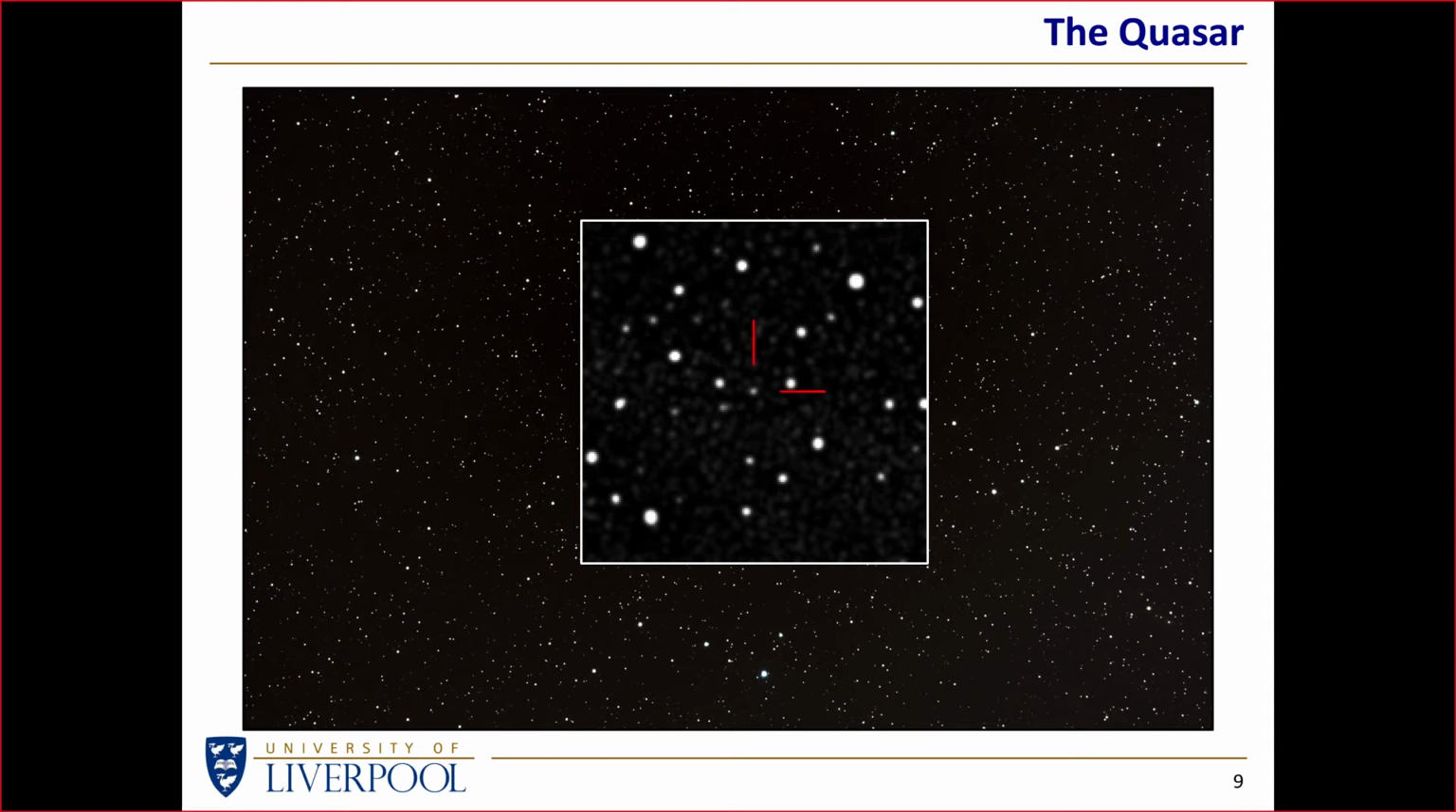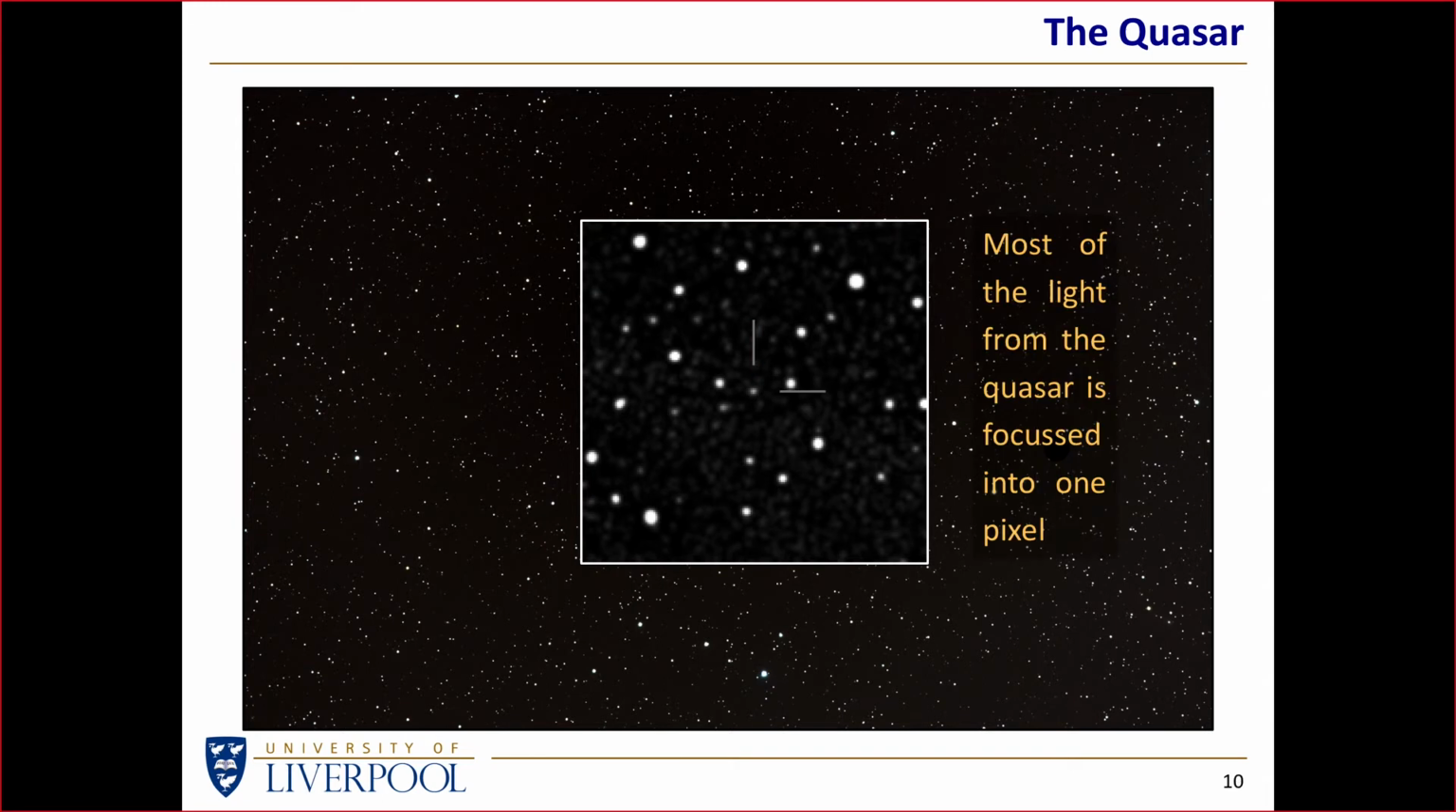At some enormous distance on the other side of the universe, there is the quasar that can indeed be captured by this particular camera. Most of the light from the quasar is focused into about 1 pixel. For those of you who are interested, the diffraction limit of this particular lens is of order a few microradians, a few millionths of a radian. And that means that in principle it should be able to focus the light down to about 1 pixel.